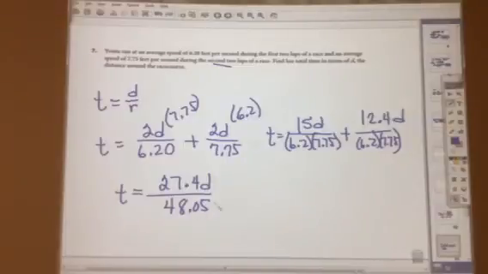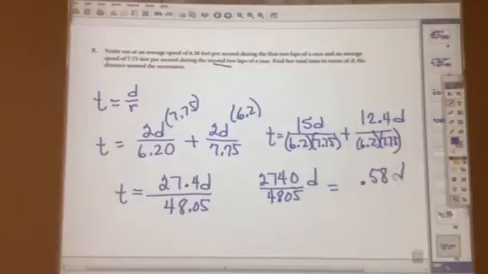If I move my decimals over 2 places to the right, this will be 2740 over 4805D. Now, since my numerator is smaller than my denominator, we can't help but get a decimal on this one. So my final answer would be 0.58D.